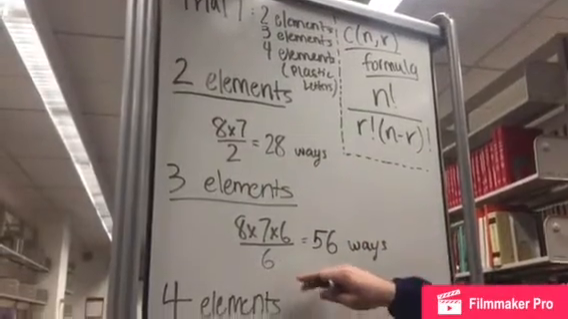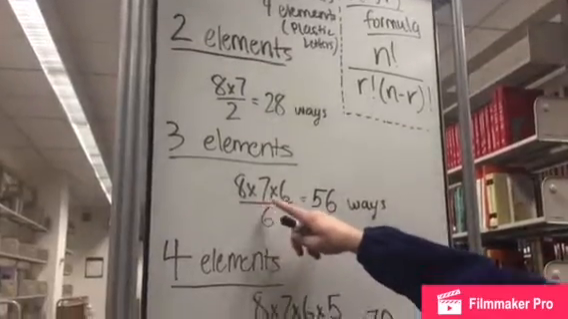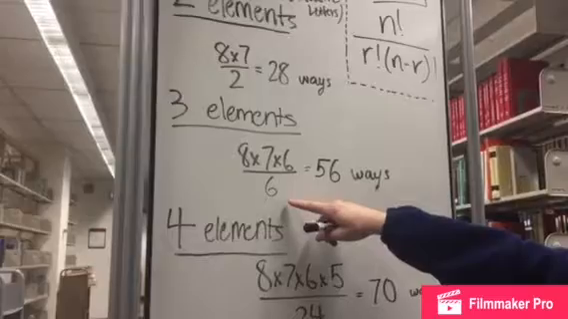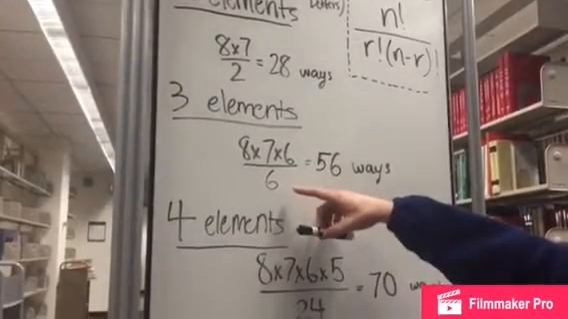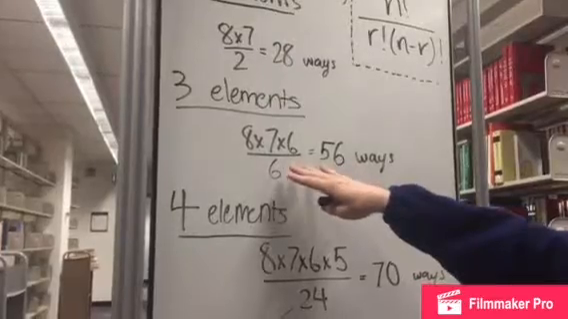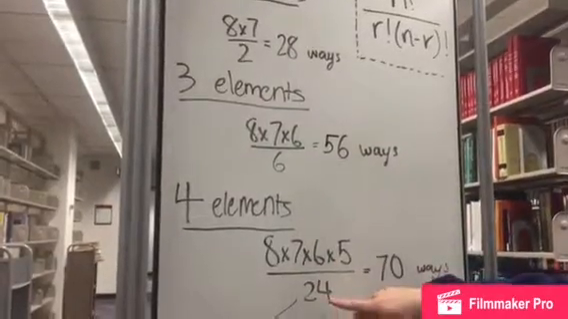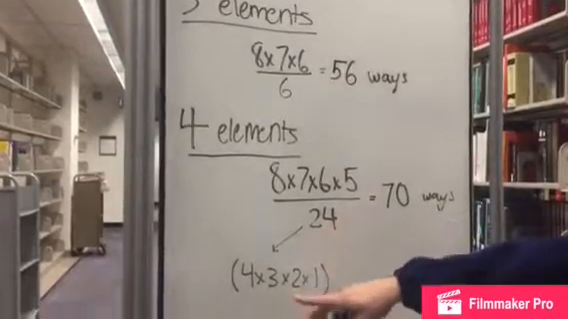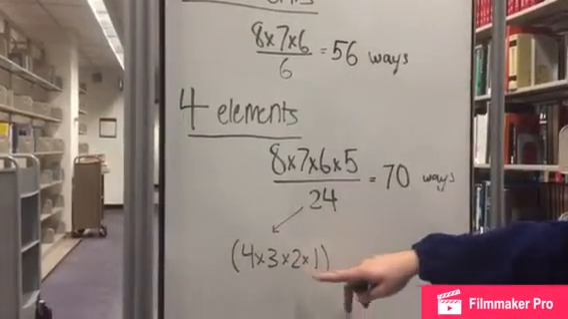Now, in this example, we're choosing 3 elements, so you do 8 times 7 times 6. So those are your 3 different elements divided by 6, which is 3 factorial. Again, that's the number that represents the amount of ways that you can reorganize 3 elements. In this example, we choose 4 times, so the bottom number is 4 factorial. So right there, 4 times 3 times 2 times 1.